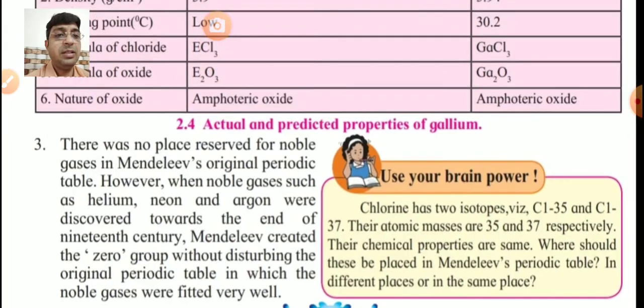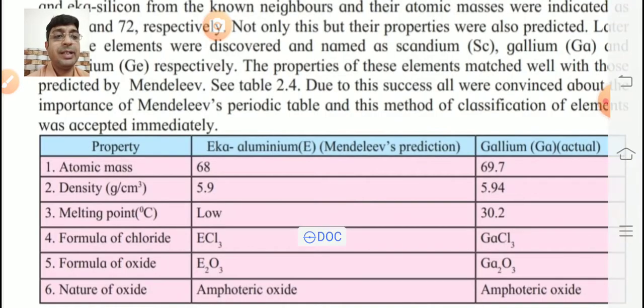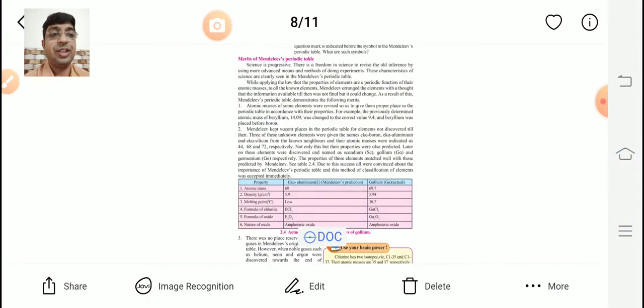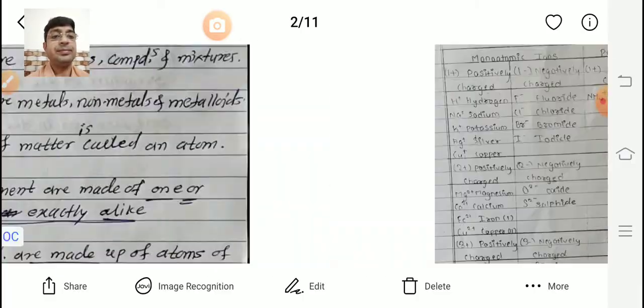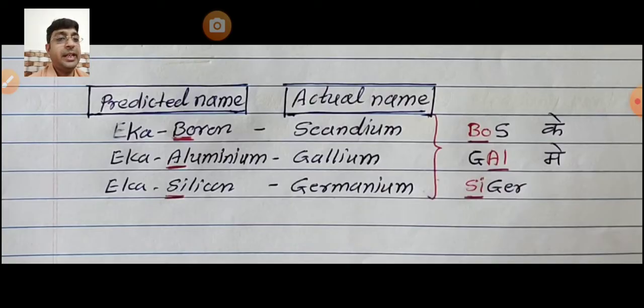Before starting this third merit, about these three elements, a match the column question is asked, that is predicted name and actual name. So I will show that match the column, and how you remember that. Predicted name and actual name. Predicted name is Eka boron, its actual name is scandium. Second, Eka aluminium, its actual name is gallium. And third one, Eka silicon, its actual name is germanium.